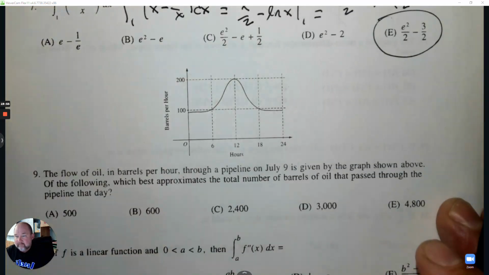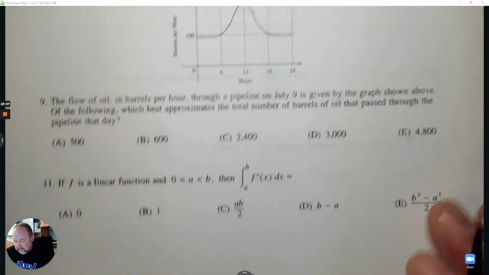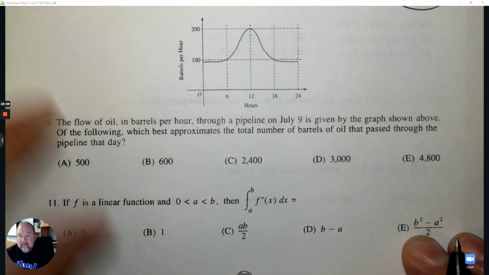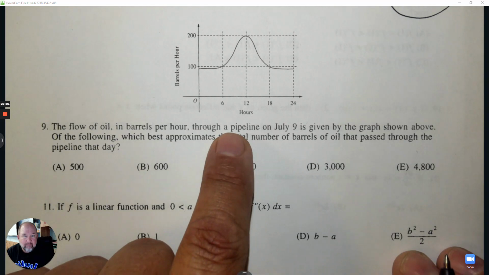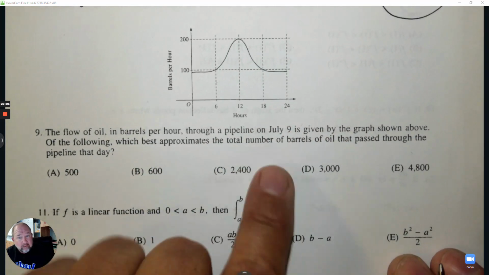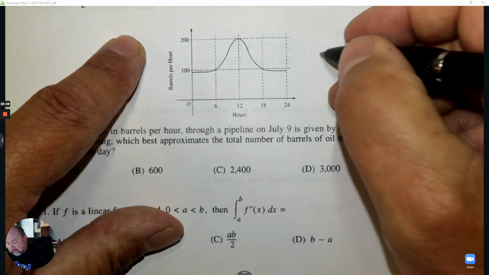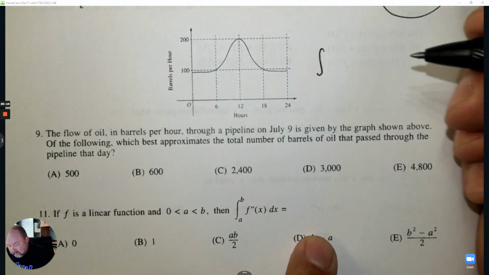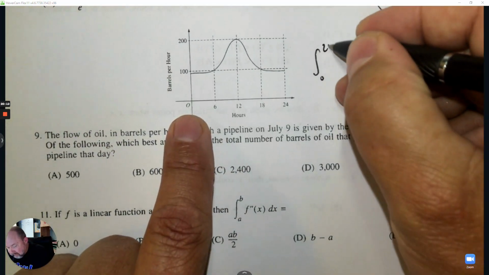Number 9. I have a graph there. The flow of oil through a pipeline on July is given by the graph. Which is the total number of barrels? So total number, if this is a rate, total number is going to be the integral. That day goes 0 to 24.